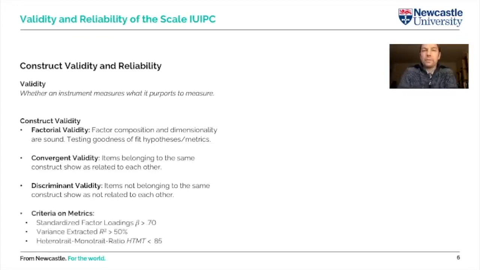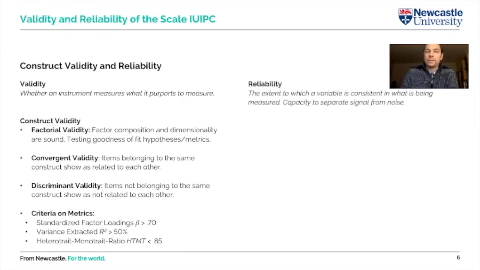Finally, we have a number of criteria that we use to evaluate whether we have a sound construct validity or not. And that is that the standardized factor loadings beta are greater than .70, that the variance extracted is greater than 50%, and that the heterotrait-monotrait ratio, HTMT, is less than 0.85. Now, we are considering as reliability the extent to which a variable is consistent with what is being measured. And that could also be considered as a capacity to separate signal from noise.